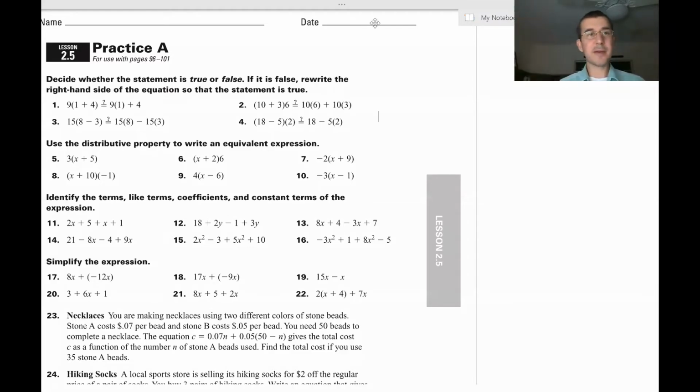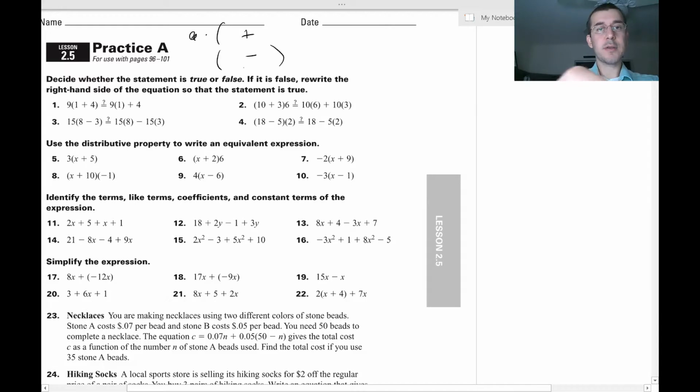Hi everybody, welcome back. Today we're doing section 2.5, which is about applying the distributive property of multiplication. The main concept is when you have something like a number and a product of a sum or difference. So when you have something like this, you distribute the multiplication.